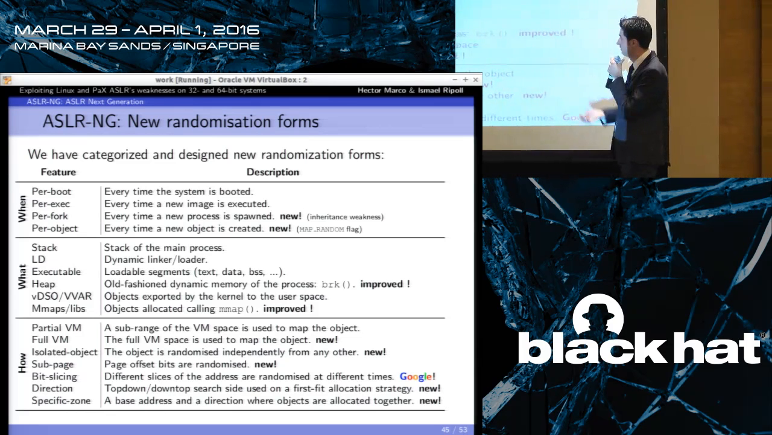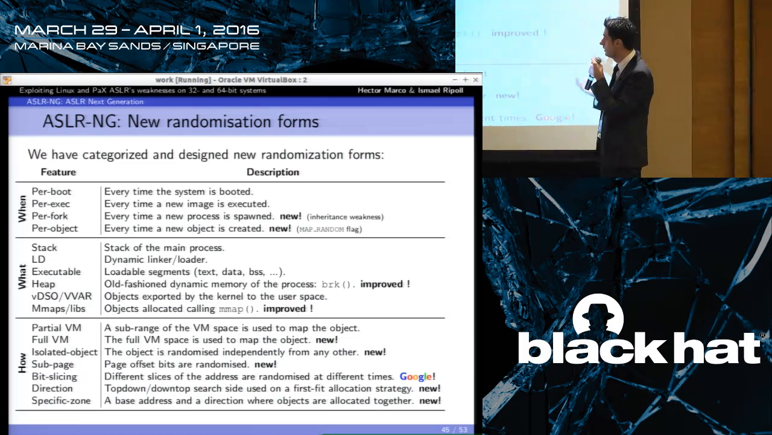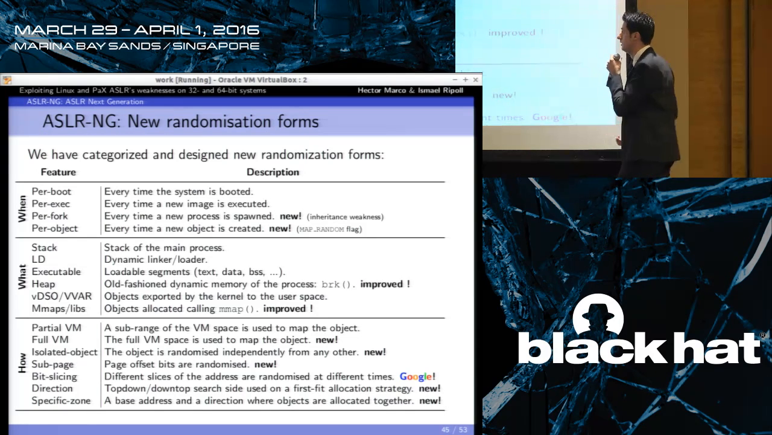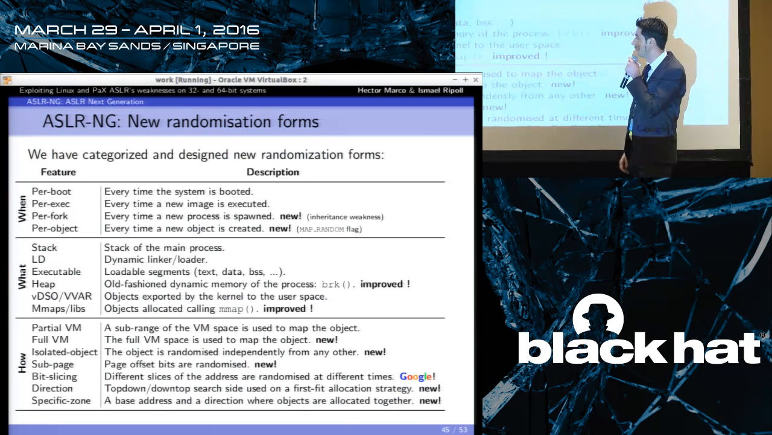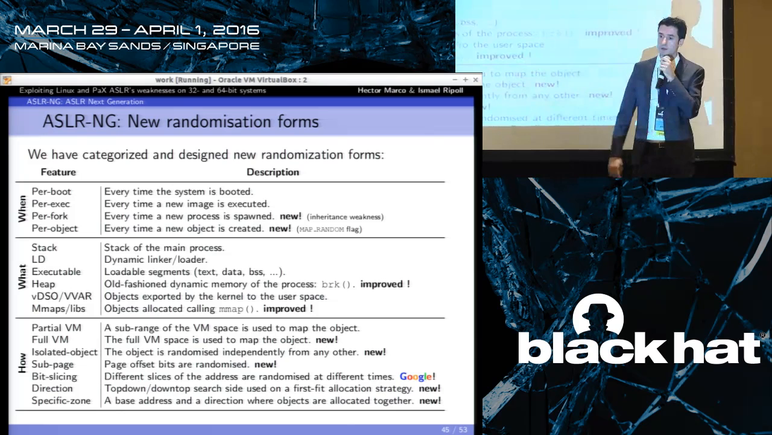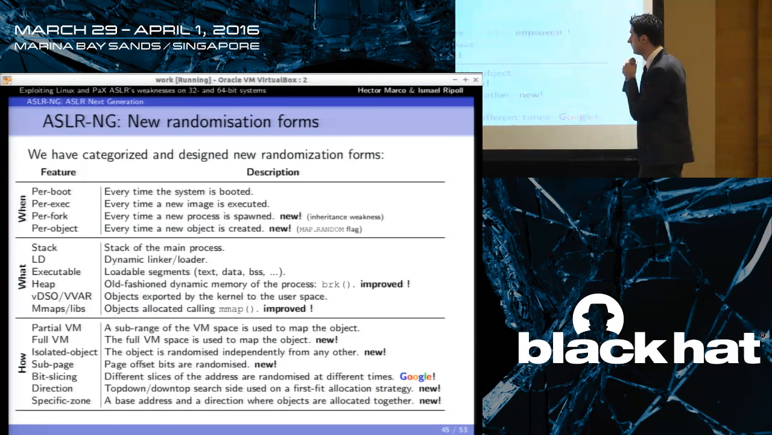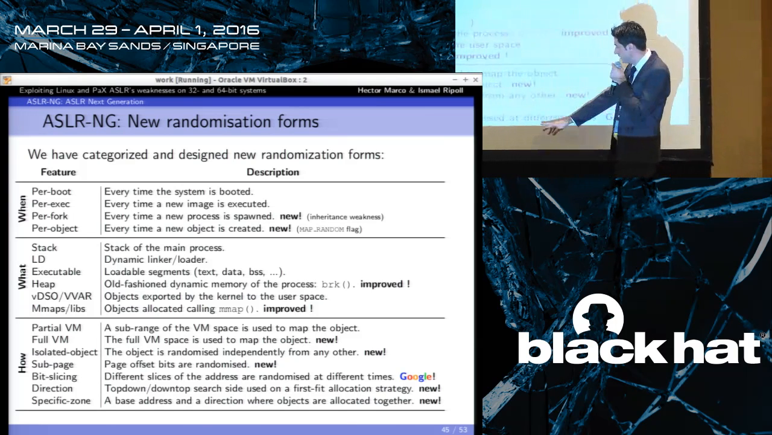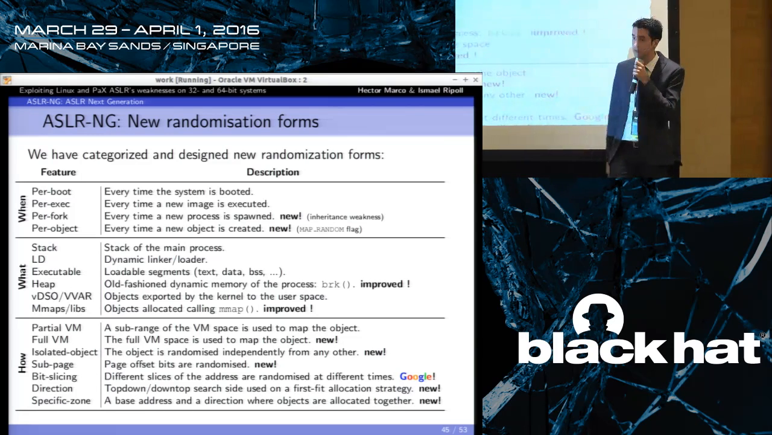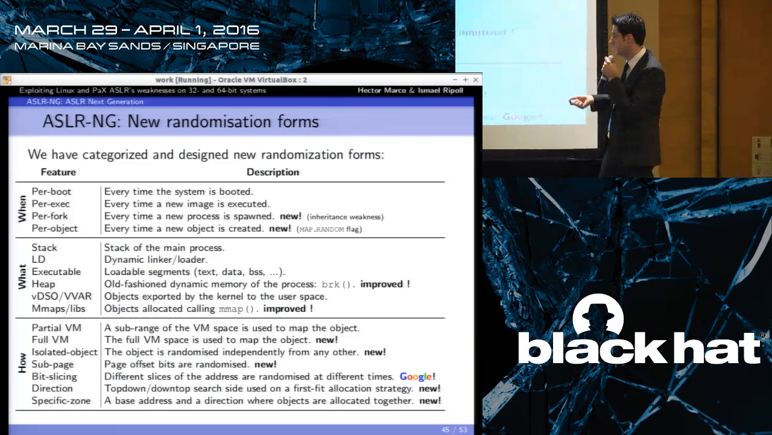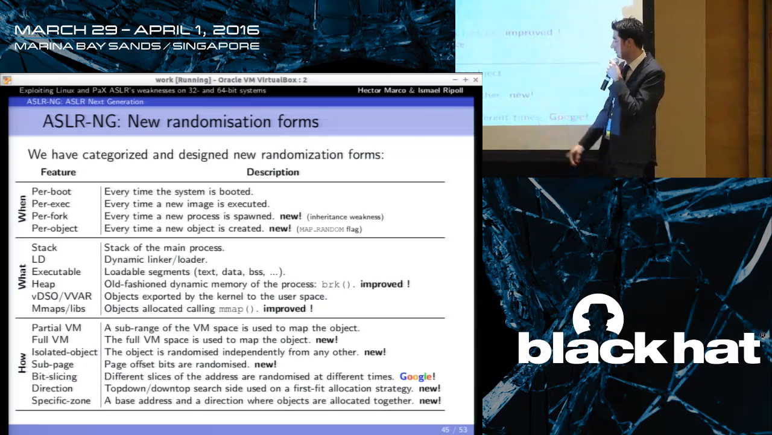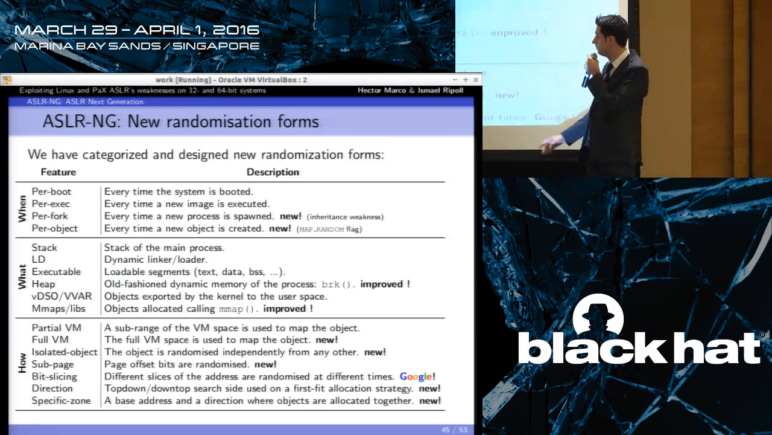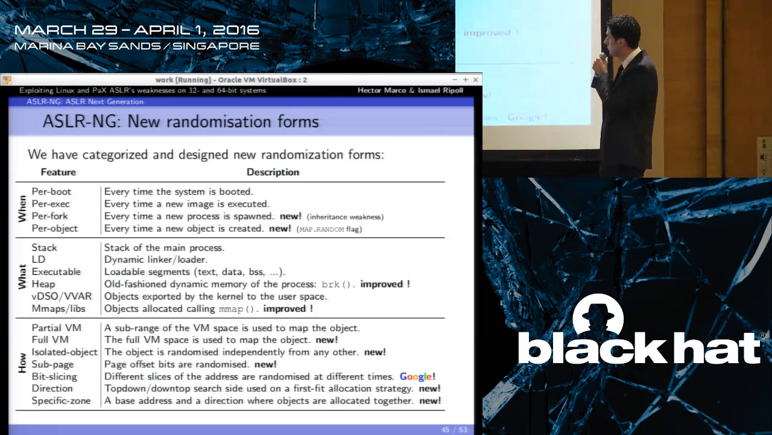There are a lot of new features. We have no time to explain all of them here. But for example, we have improved how the heap works in Linux, and we have improved the mmap system call. We have introduced the ability to randomize parts of the address at both times. We call this bit slicing. This is similar to per-boot randomization. Okay, we fixed an AMD bug using this randomization.